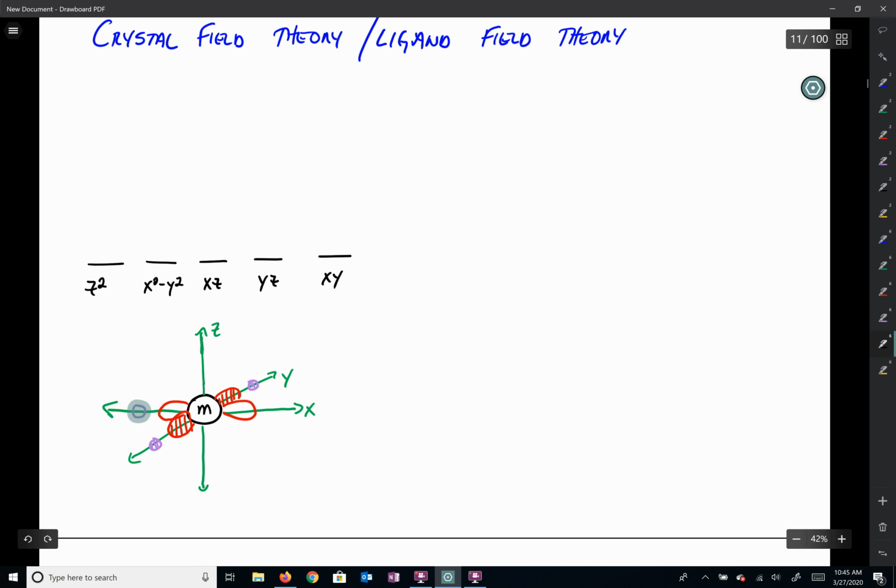Similarly, let me just try and erase this here for just a second. I guess it would have been easier for me just to draw a completely new thing, wouldn't it? But hey, what do you want, huh?